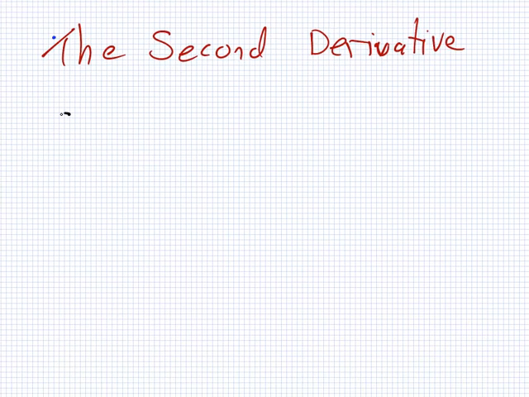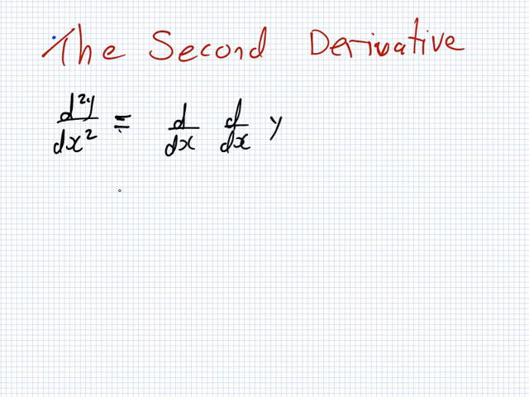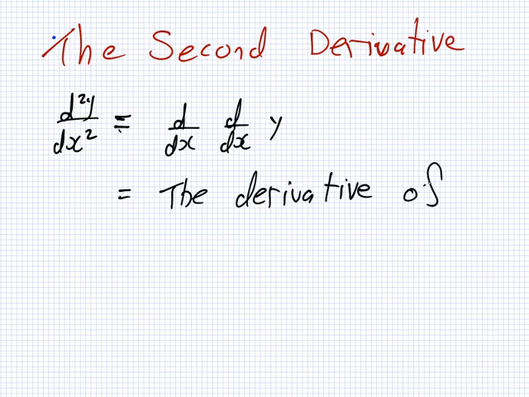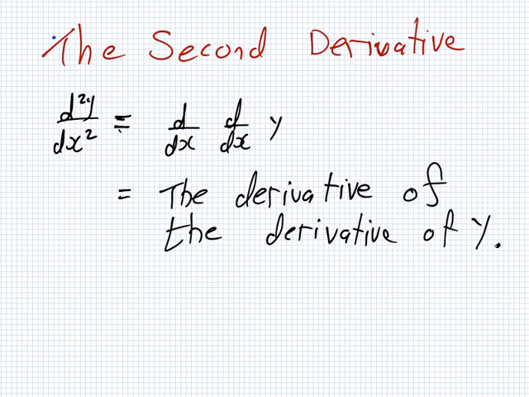Okay, so what is the second derivative? Correct, Sean. Sean is 100% right. Derivative of the derivative. In other words, you differentiate twice. I think I'll use Sean's words here: the derivative of the derivative of y. So basically we differentiate twice.